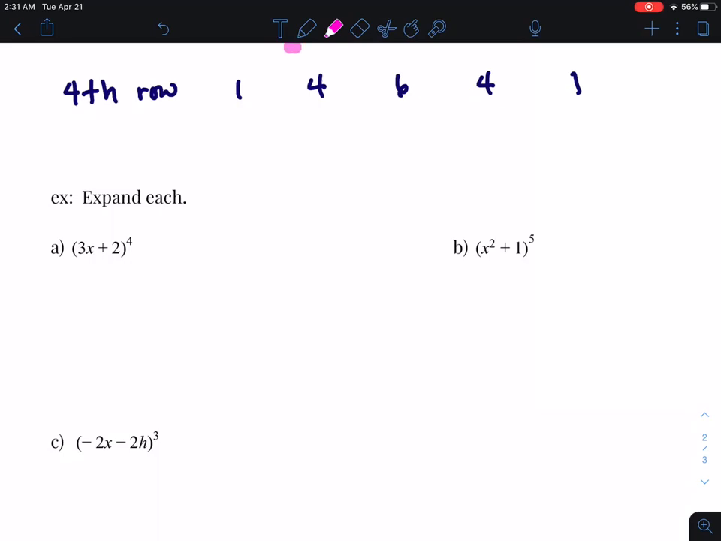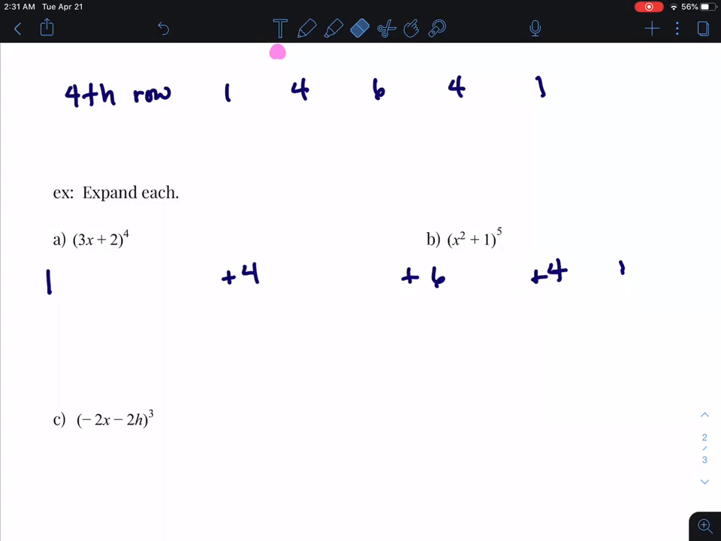Okay. So again, to each his own how you want to do this. I'm just going to start out with the coefficients here: 1 plus 4 plus 6 plus 4 and plus 1. Okay, so we take a look here. Our A is going to be 3x. Our B is going to be 2. So I'm just going to go across.